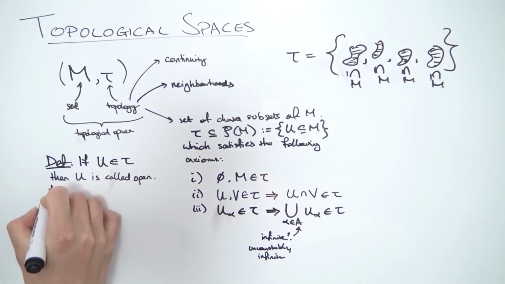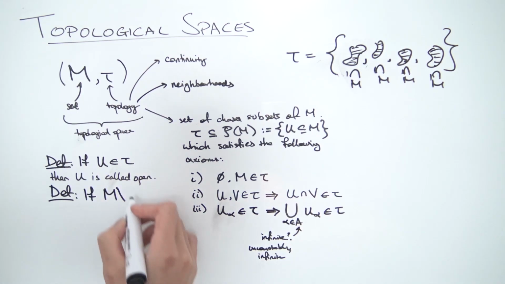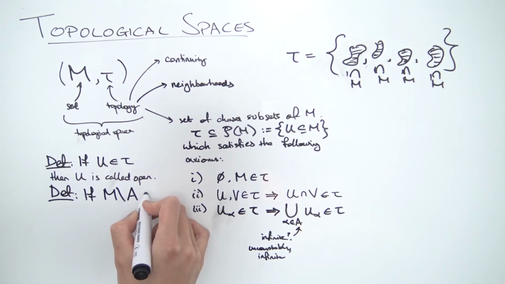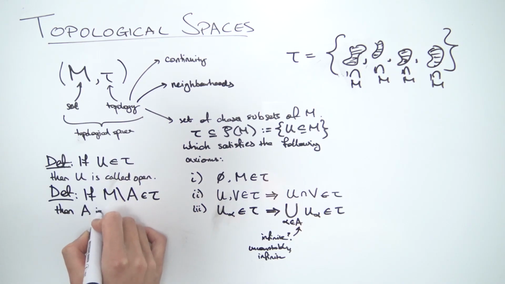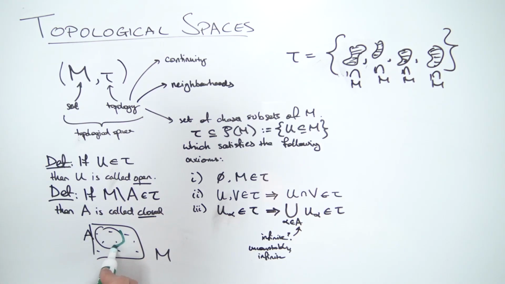Now another definition to make, if we have open sets, then we should probably have closed sets as well. If you take your whole entire set and you exclude some other set, let's call it A, and what remains lies in your topology, then A is called closed. So for example, if this is your set M over here, and let's say you take a look at this set, which we call A. Now if we take a look at everything else besides that A, so if we take a look at this green subset over here, if this green subset is an element of your topology, so if it's an open set in particular, then that A is closed.